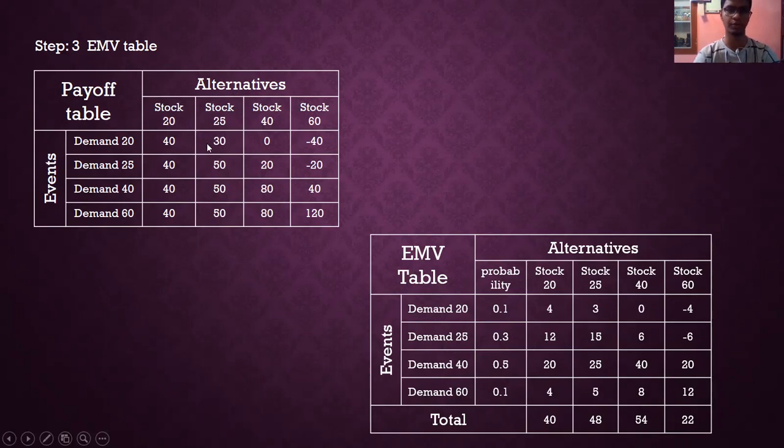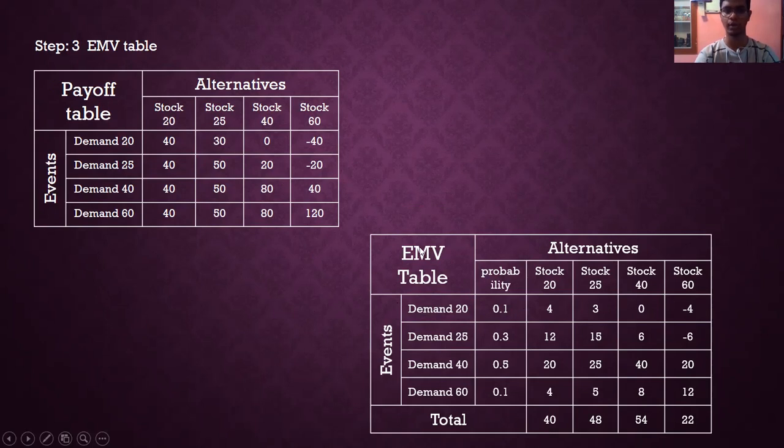So this is the payoff table. So we have to multiply. We'll go with the first row, demand 20. For demand 20, the probability is 0.1. So 0.1 into 40 will give us 4. Then again 0.1 into 30 will give us 3.